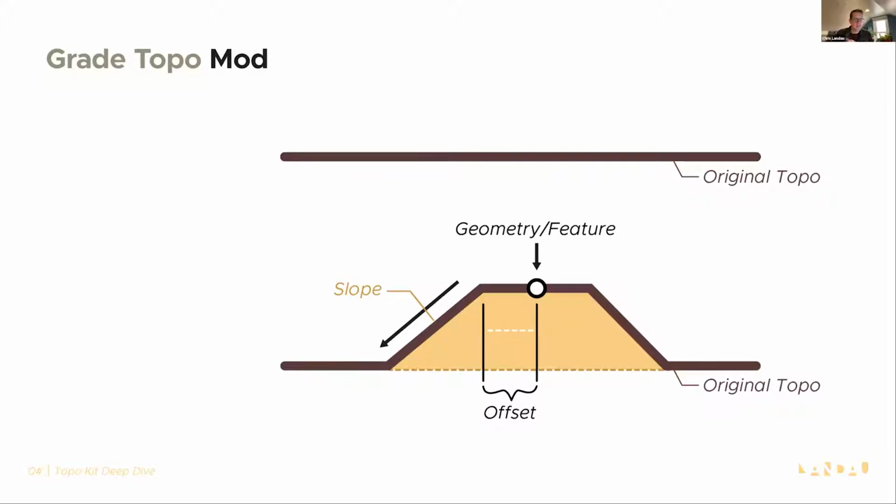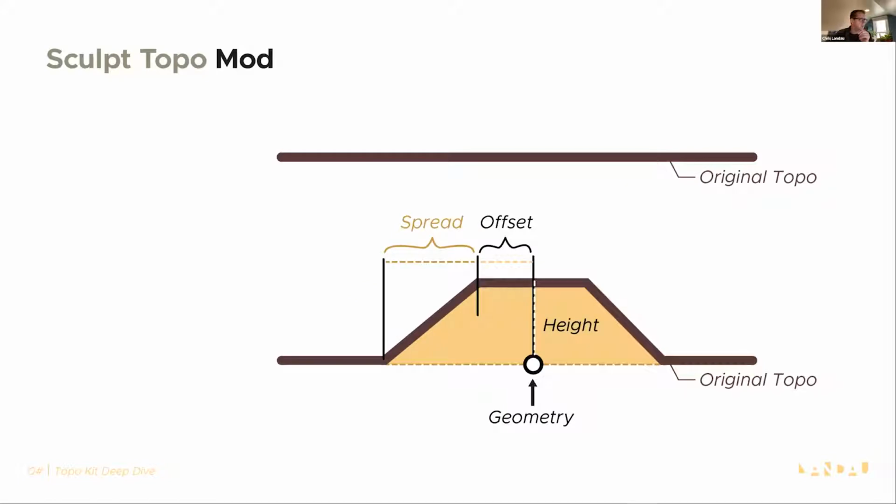And then the sculpt topo works in a very similar way, but rather than being based on geometries that are in 3D, it's based on geometries that are flat on the ground. And they simply have an offset, a spread distance, and a height. And so what it will do is lift the topography by the amount of the height that you've said at the location of that geometry. And it's hard to understand until you actually see it, and Ben's going to show it.